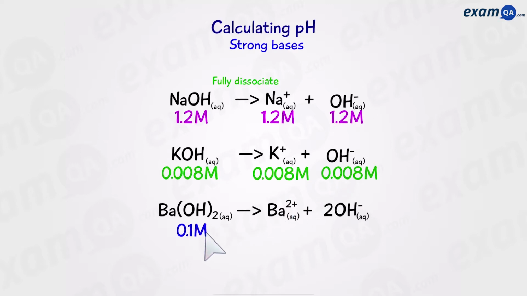And let's say we have 0.1 molar barium hydroxide. We're going to get 0.1 molar barium ions and 0.2 molar hydroxide ions. So be careful with this one. Notice that barium hydroxide has 2 hydroxide ions in its formula.